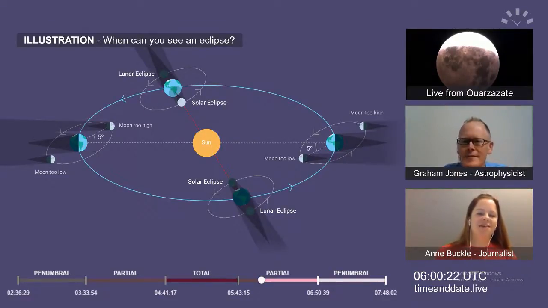And that alignment has a quite a funny name, doesn't it? I have problems saying it. Syzygy? You said it beautifully there, Anna. I practiced a lot. Yes, syzygy, right. It's an astronomical term. When you have three bodies in perfect alignment, it is a syzygy, yes.